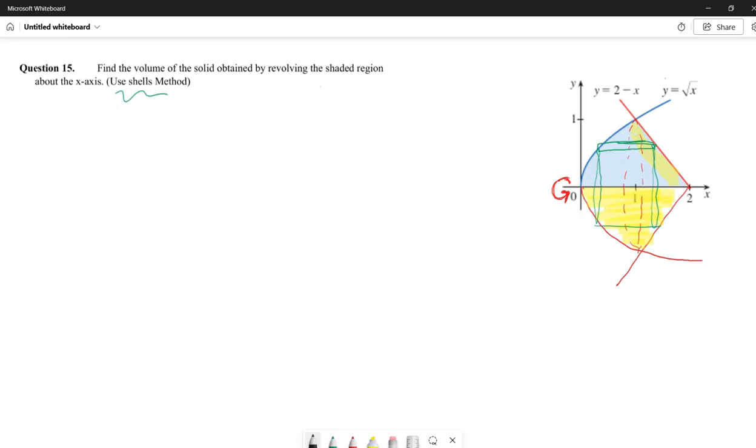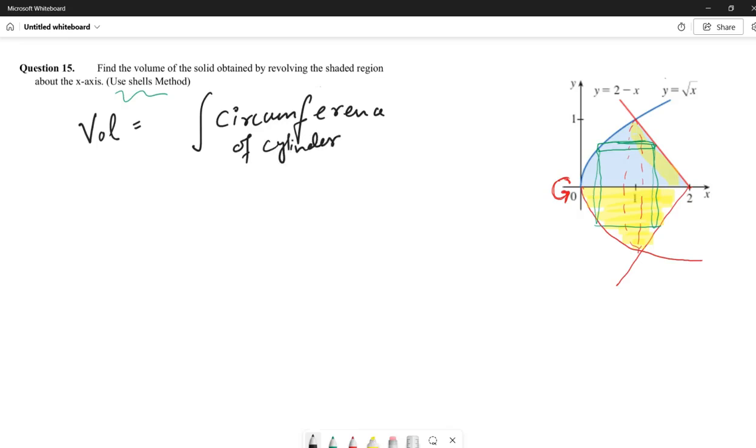Okay. So the formula of the volume is the integral of the circumference of the cylinder, that will be the circular base, times the height of the cylinder. We need to integrate it with respect to y. If the rotation is around the x-axis, then the integral is with respect to y. In the shell method, it's opposite. If your rotation is around the x-axis, a horizontal axis, then your integral is with respect to y.